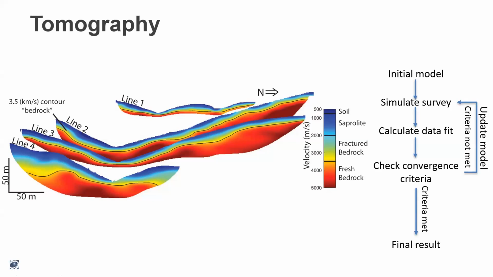The processing flow for tomography is always: start with an initial model, simulate the survey, and then calculate the data fit, or difference, between your simulated survey and your real survey. And then you check your convergence. So you'll have some sort of convergence criteria to say whether your model is converged or not. And if it hasn't converged, then you use the difference in data fit from your simulated and actual data to update the model, and then you run through this loop several times until your convergence criteria are met.